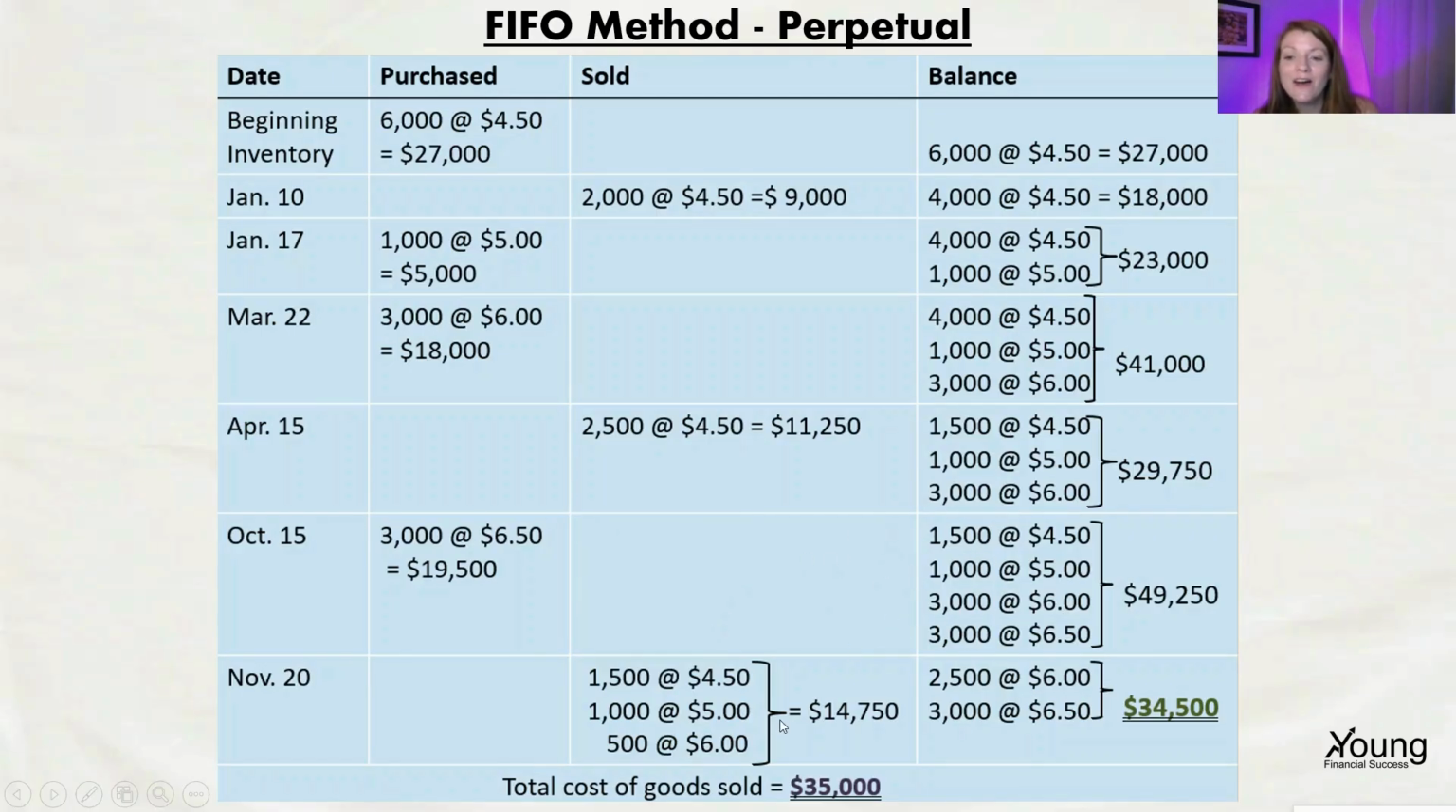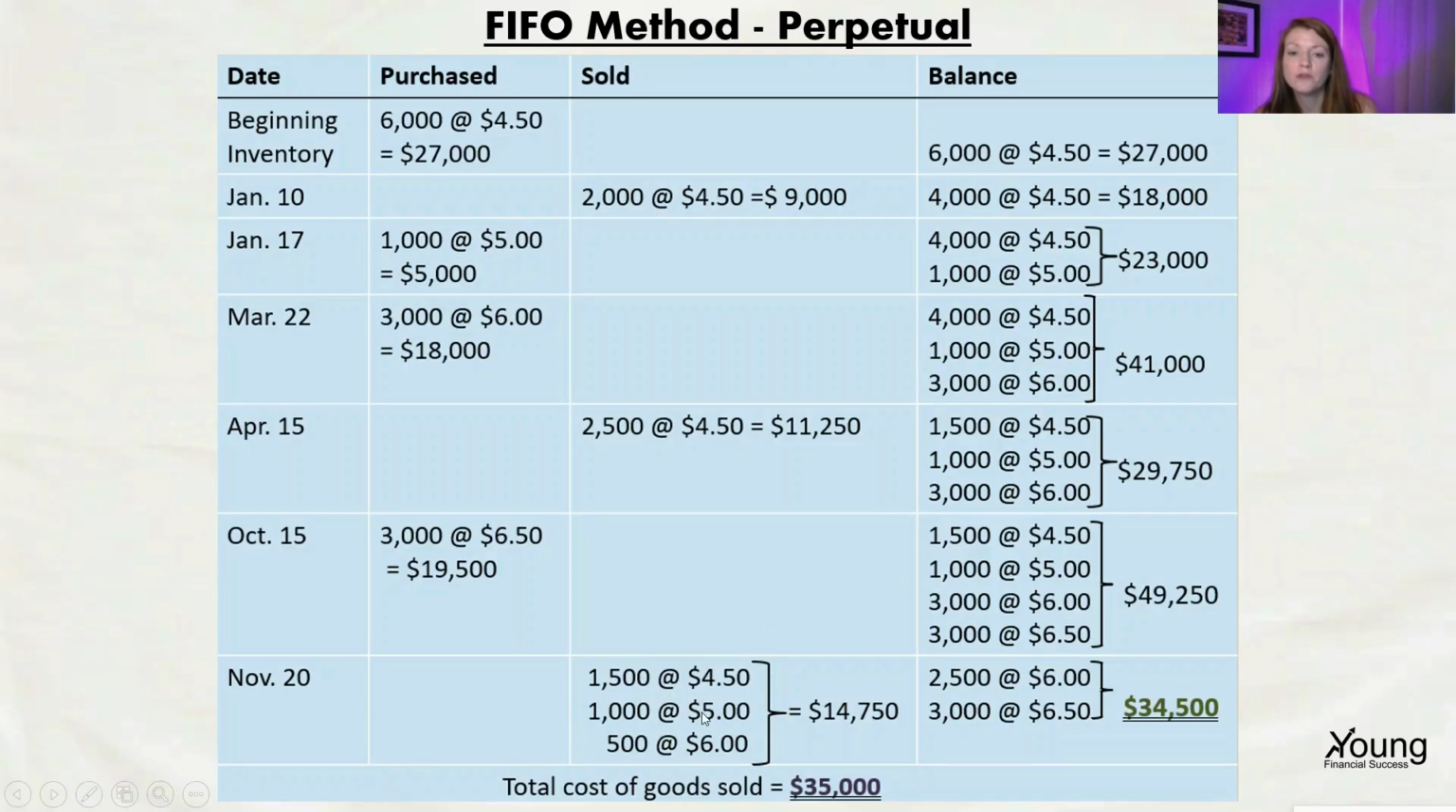Then when we sell our, how many did we sell here? We sold 2,000 or 3,000. When we sell 3,000 on November 20th, we are going to take the first ones in or the first ones out. Well, that's only 1,500, so we need to go to the next ones. Okay, so we got 1,000 at $5.